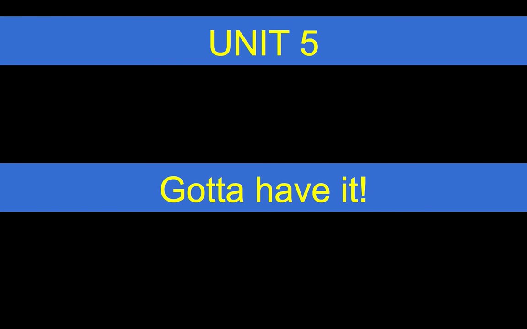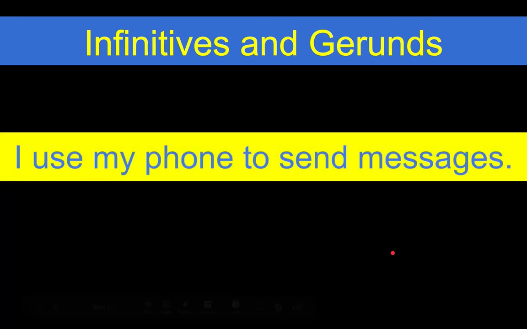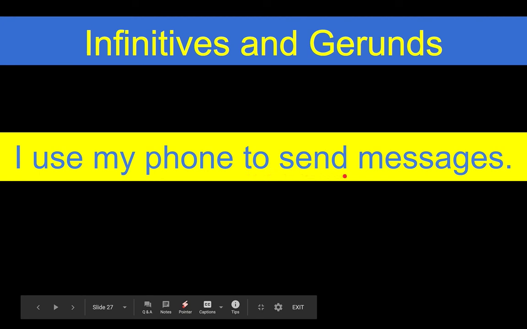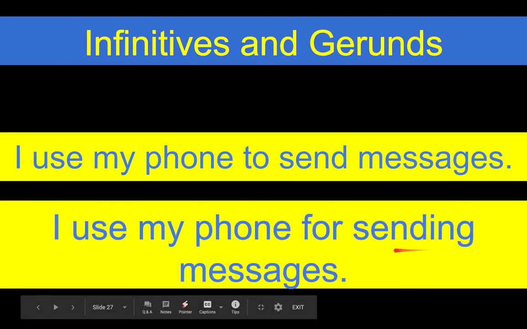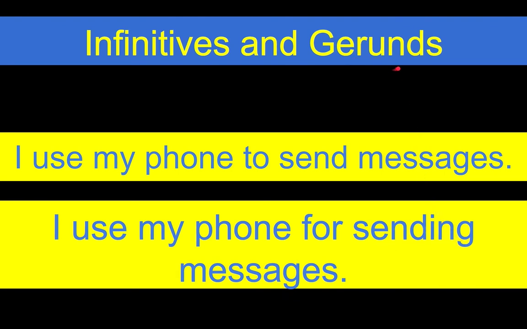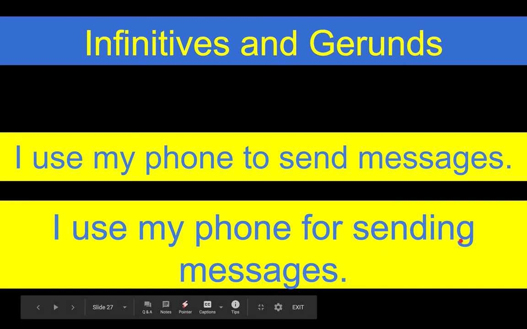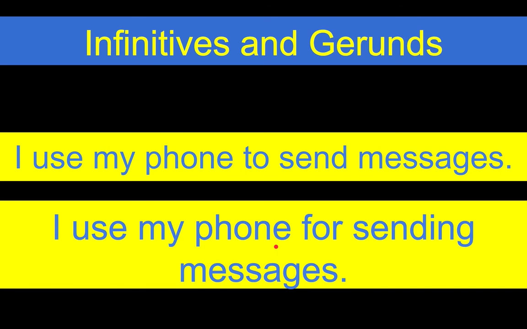Okay, so on to unit 5, Gotta Have It. In this unit, we practiced infinitives and gerunds. So infinitives: I use my phone to send messages. This is the verb send. To send is the infinitive. I use my phone for sending messages. Sending is the gerund. To send, sending, it's the same. I use my phone to send messages. I use my phone for sending messages. These sentences are the same.